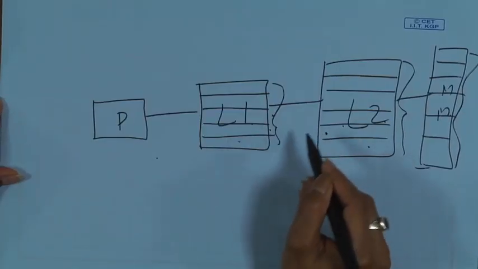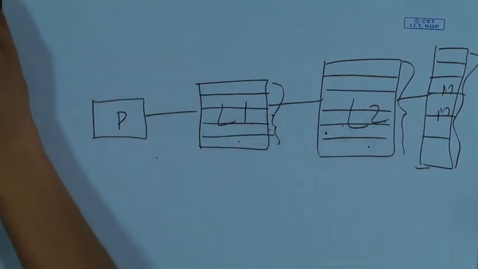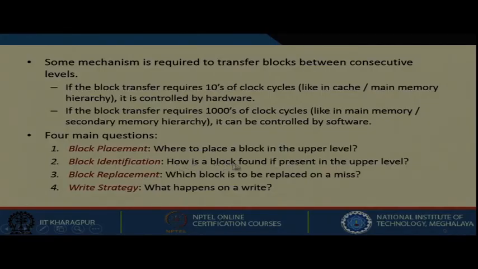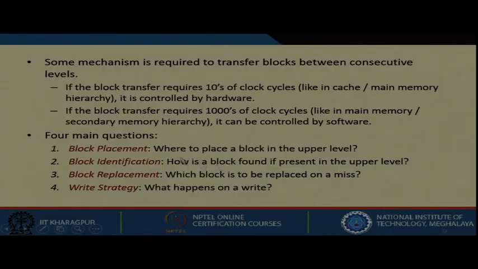Next is block identification. What is block identification? How is a block found if it is present in an upper level? We must be matching something. When the CPU generates a logical address and says, this is the logical address, I am looking for this particular word, then something must be matched to know whether that block is present in the upper level or not. So block identification is also important.